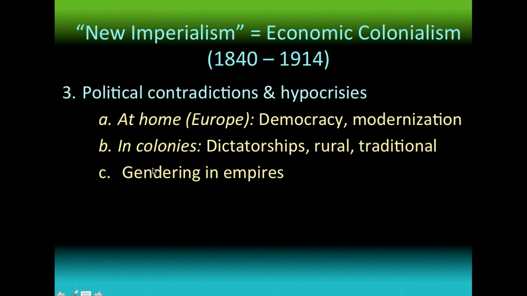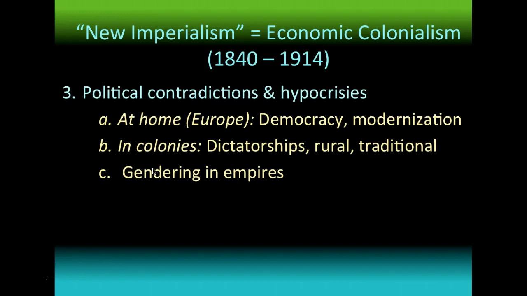In regard to the new imperialism, there are a lot of political contradictions and hypocrisies. At home in Europe, there are revolutions to create more democracy and a more republican form of ruling, where first land-owning males end up taking power and having the right to vote. And then eventually that right to have a say in government spreads to more men. This does not include women until the early 1900s, the early 20th century.